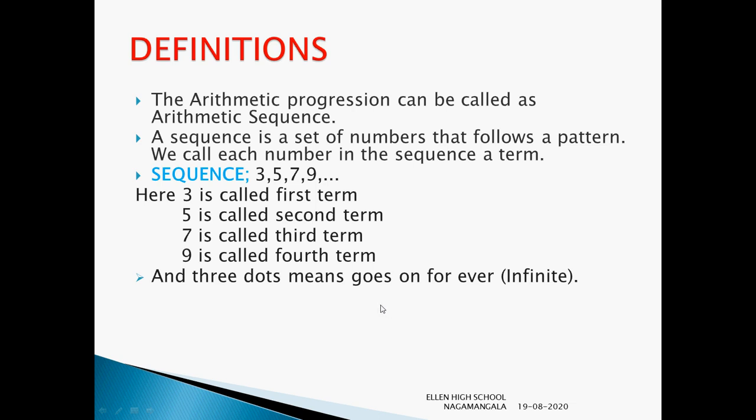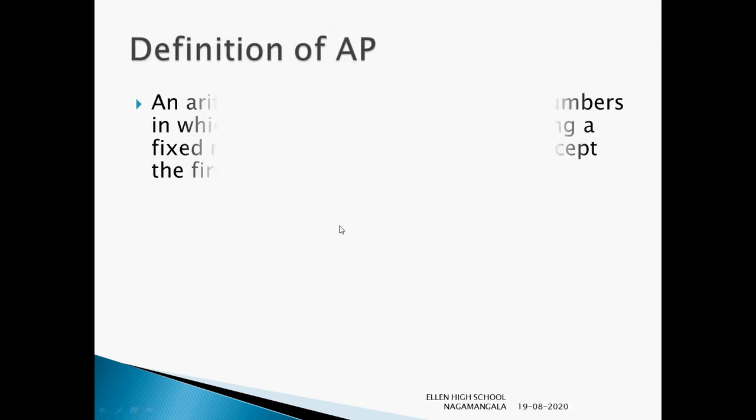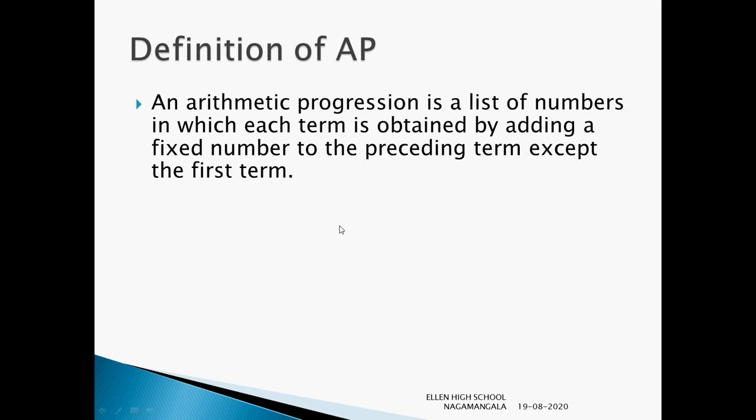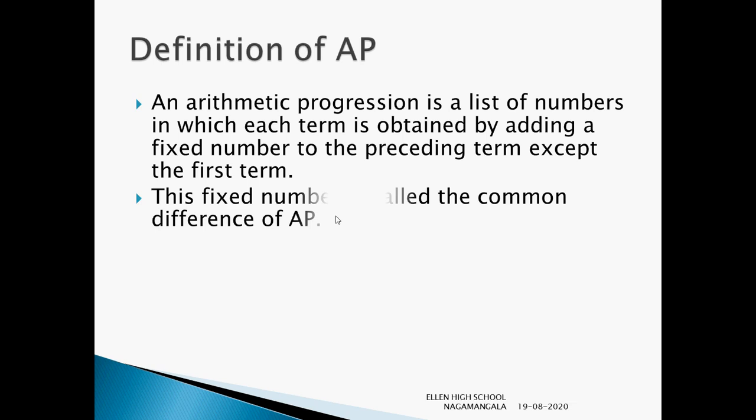Then see here, we are going to see the definition of AP. An arithmetic progression is a list of numbers in which each term is obtained by adding a fixed number to the preceding term, except the first term. That means in an AP we get each term by adding a fixed number to the previous term. This fixed number is called the common difference of the AP.